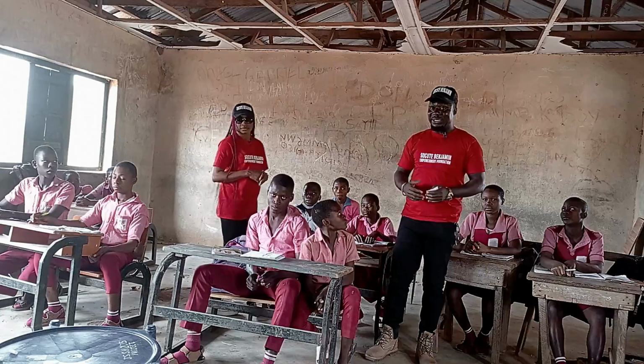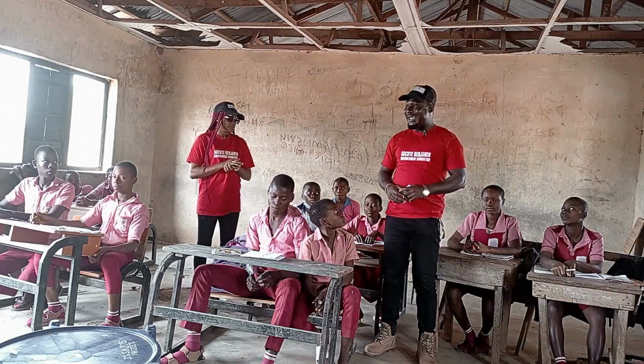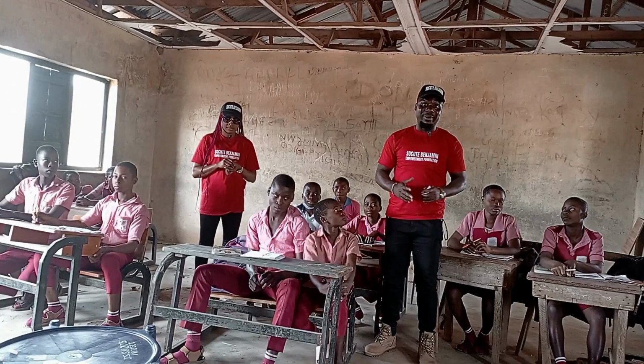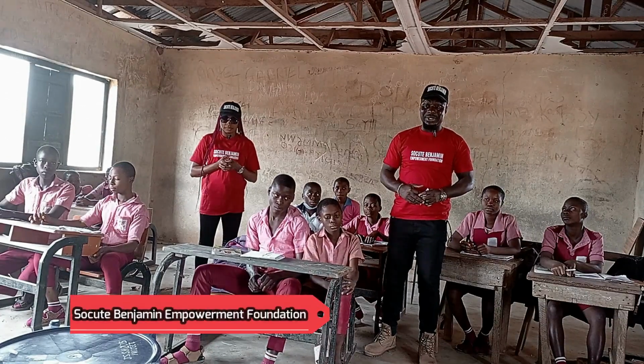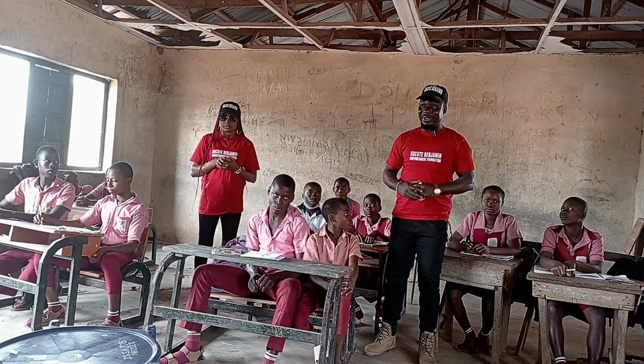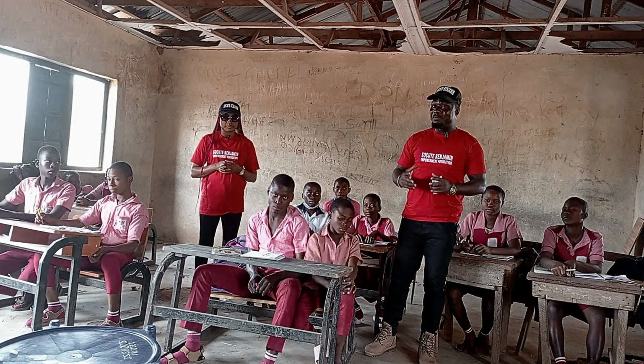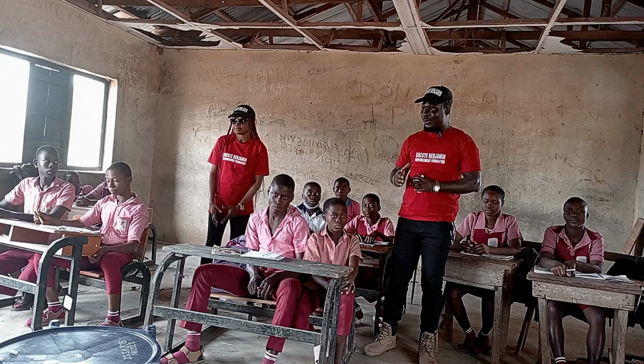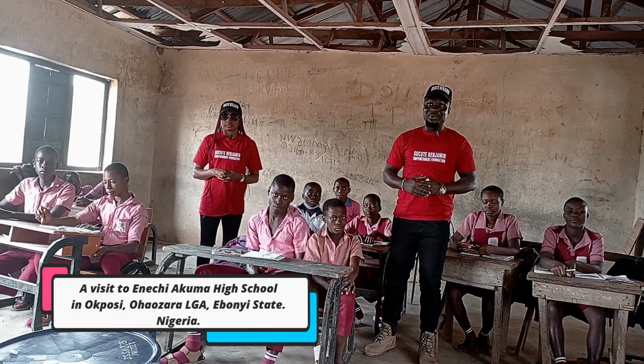And this is Socute Benjamin Empowerment Foundation. We are here at Enechi Ekuma High School in Okposi, also a local government area. One of our major aims in this empowerment program is to facilitate educational standard in schools in Ebonyi State. And that's why we are here today.